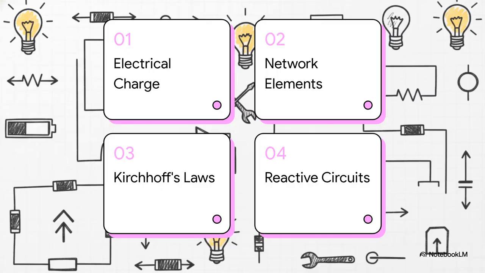Okay, so here is our low-pressure roadmap for today. First, we'll cover the foundations of electrical charge. Second, classifying network elements. Third, we'll learn the rules of the road with Kirchhoff's circuit laws. And finally, we'll wrap up with reactive circuits and time. We'll build this up layer by layer.